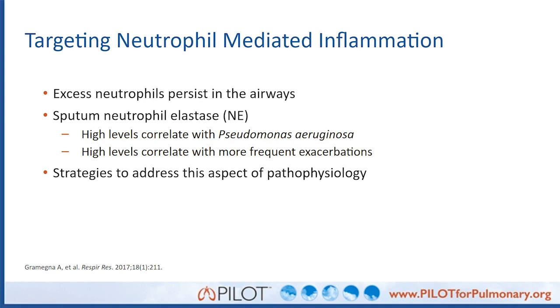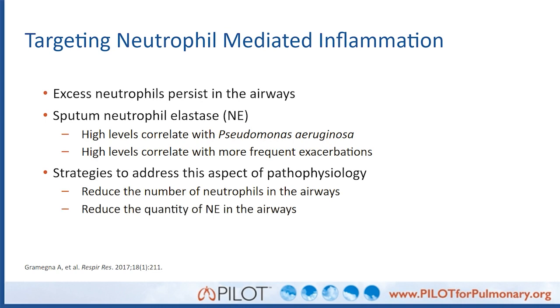You could develop therapies that might reduce the number of neutrophils in the airways. And there have been trials looking at trying to block that, but that might actually increase their risk of developing other types of infection. And then there is a strategy of trying to reduce the quantity of neutrophil elastase in the airways, either by sopping it up, which has been tried with things like alpha-1 antitrypsin, but it just has not been successful because the quantity is just too large.